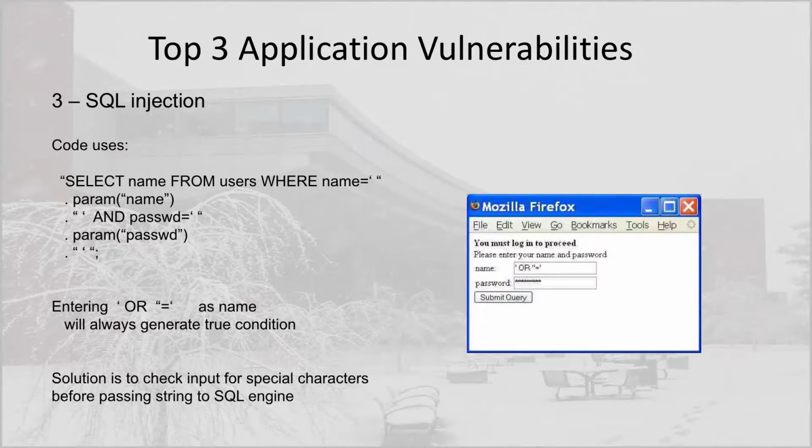Consider the following SQL code. Select name from users where name equals parameter name and password equals parameter password. In a case like this, if you were to enter the script ' or ''=' as name, it will always generate a true condition. The solution is to check the input for special characters before passing the string to the SQL engine.